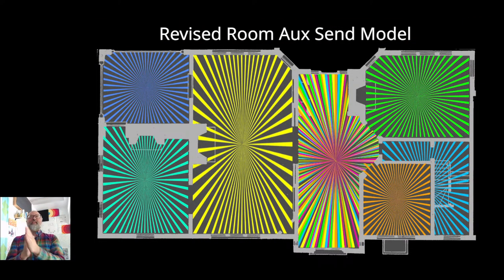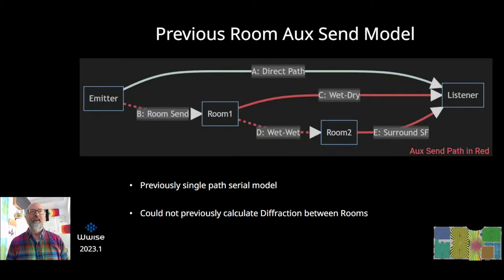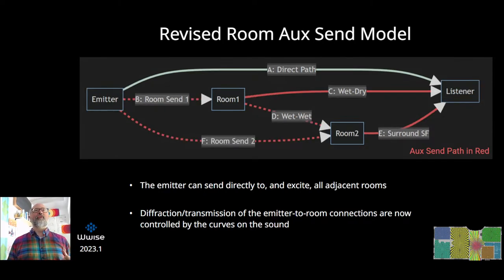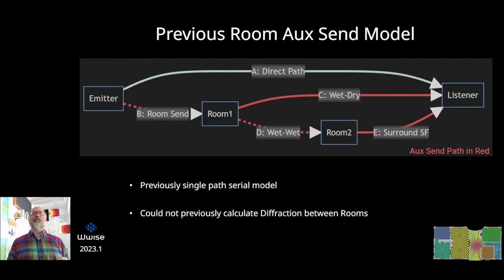In order to support these scenarios, the room AUXEN model has been revised to allow greater precision for diffraction, transmission loss, occlusion, and obstruction throughout the mixing process, while enabling emitters to send directly to all the adjacent rooms, along with their direct sound paths to the listener. Our previous room AUXEN model was a single path serial model that carried auxiliary send contributions from one room to the next, combining reverbs as sound passed between rooms and preventing the calculation of diffraction along the way.